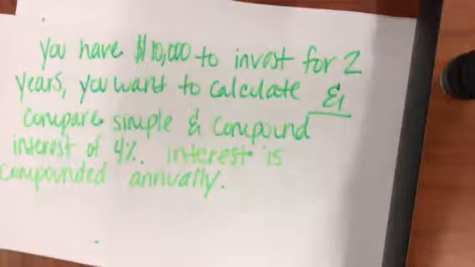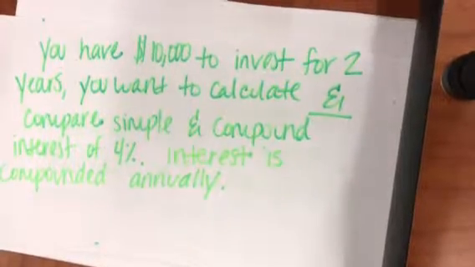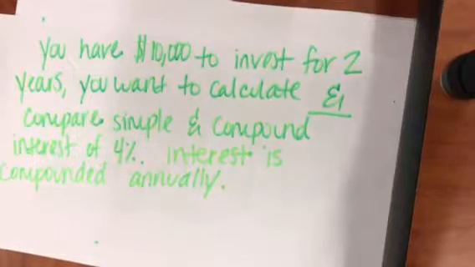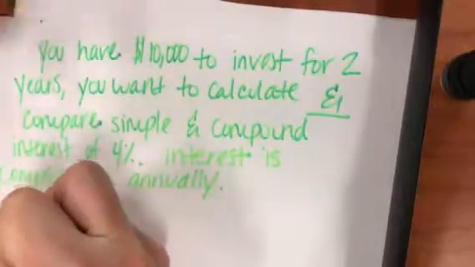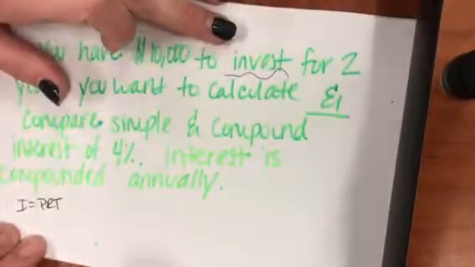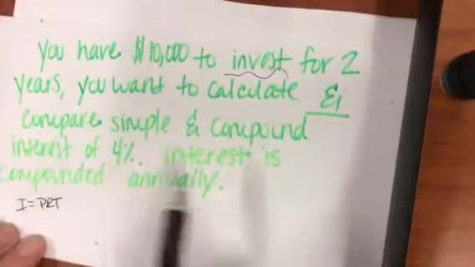I think we're good. All right, now this one is comparing. You have $10,000 to invest for 2 years. You want to calculate and compare simple and compound interest for 4%. Interest is compounded annually. So we're comparing. That means we have to find both of them, which will give us the most at the end. If you're investing, that means you are putting money into something in order to make more money in the end.